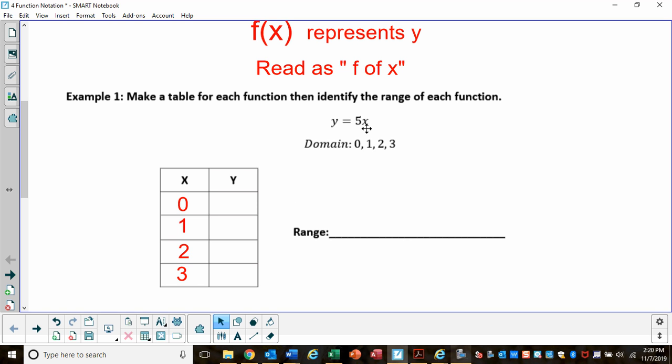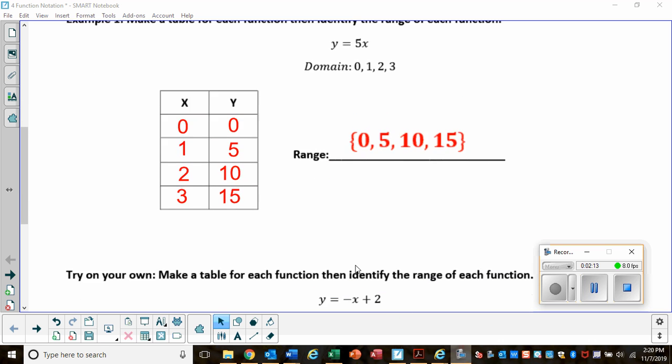So 0 times 5 will give me 0, so y equals 0. 1 times 5 will give me 5, so y equals 5. 2 times 5 gives me 10, so y equals 10. And 3 times 5 will give me 15, so y equals 15. Now that I filled in my y column, I have my range. So I can just go ahead and write it: 0, 5, 10, and 15.